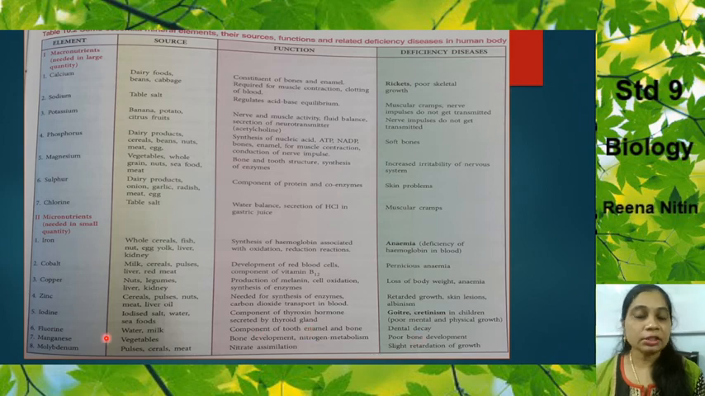We have studied this in our lower classes. Manganese is found in vegetables. It is needed for bone development and nitrogen metabolism, which is required for proper growth of the body. If that is not there, then there will of course be poor bone development. Molybdenum is found in pulses, cereals, and meat products. It is responsible for nitrate assimilation. Again, there will be slight retardation of growth of the person.